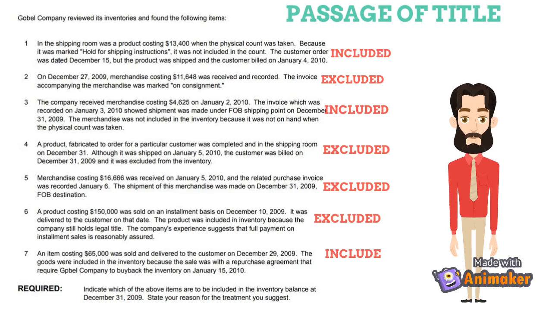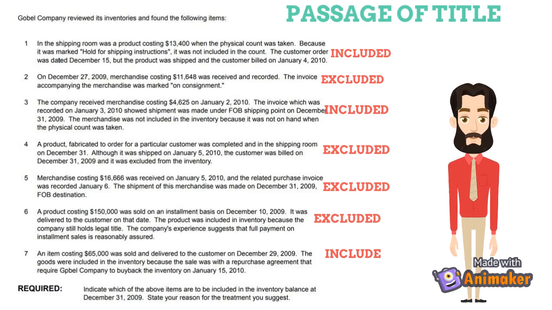3. The company received merchandise costing $4,625 on January 2, 2010. The invoice, which was recorded on January 3, 2010, showed shipment was made under FOB shipping point on December 31, 2009. The merchandise was not included in the inventory because it was not on hand when the physical count was taken. Number 3 is included, because the purchase was made under FOB shipping point terms. The merchandise should be included in the inventory on the shipping date.